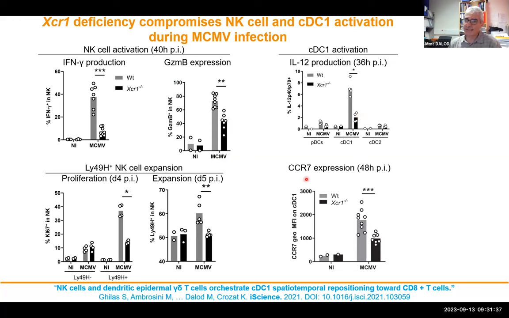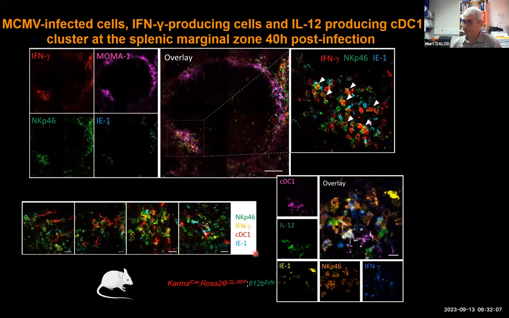We also looked at CCR7 because this chemokine receptor is associated with DC maturation, so their ability to give the good signal to CD8 T cells, and with DC migration to the T cell zone, so their ability to go to the right place to activate CD8 T cells. And here again, there is an induction of CCR7 on cDC1 during infection, but this induction occurs much more efficiently in wild-type mice than in XCR1 knockout mice. So XCR1 deficiency is also compromising cDC1 activation during MCMV infection.